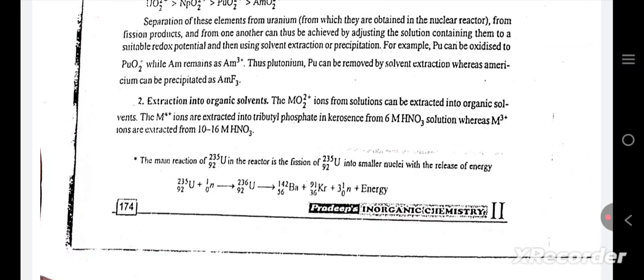Separation of these elements from uranium from which they are obtained in the nuclear reactor, from fission products and from one another can thus be achieved by adjusting the solution containing them to a suitable redox potential and then using solvent extraction or precipitation. For example, Pu can be oxidized while Am remains as Am3+. Thus, plutonium Pu can be removed by solvent extraction, whereas americium can be precipitated as AmF3.